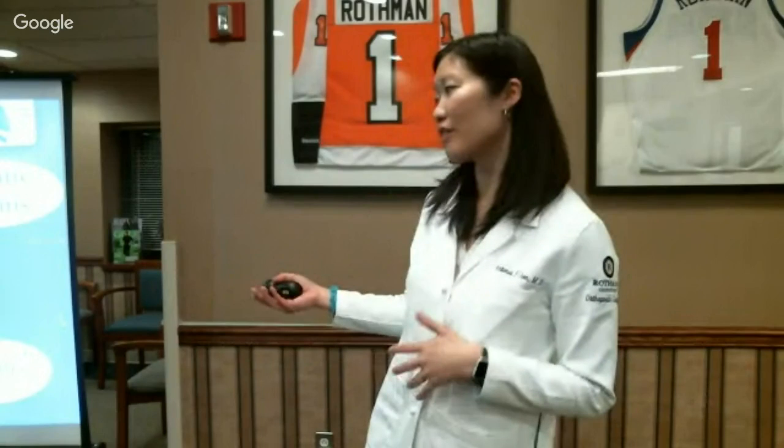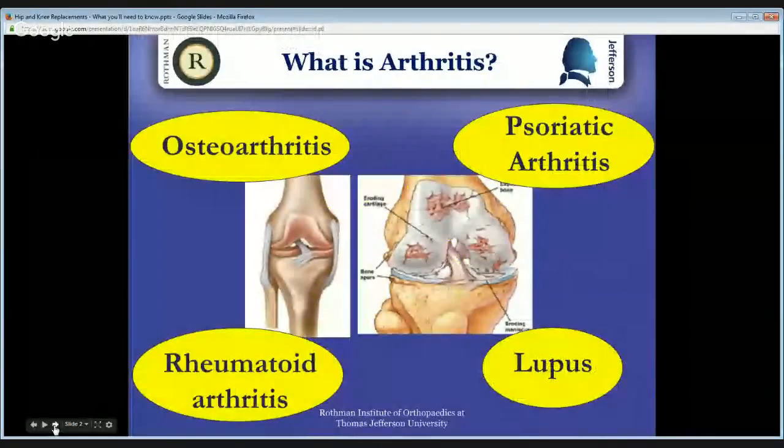So osteoarthritis is the most common. That's the wear and tear. There's a bunch of other ones though. Psoriatic arthritis, rheumatoid arthritis, lupus. These are all different inflammatory conditions that can cause degeneration to your joint.